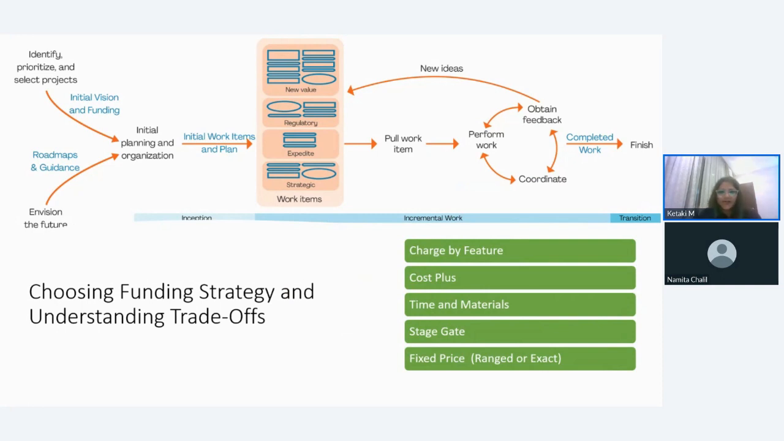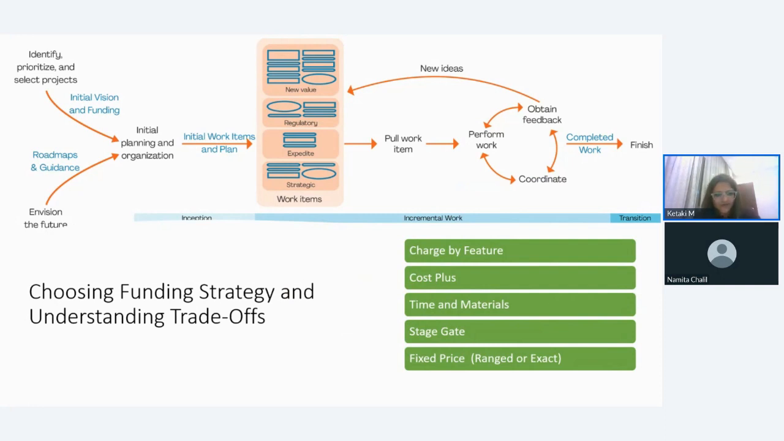Now, you could charge by feature, you could have a cost plus, you could have time and materials, you could have stage gate, you could have fixed price. Exact fixed price is not so much in vogue right now, because of course it is a VUCA world. You will never have that fixed scope and hence never a fixed price. And therefore, we are not going to pay so much attention over here.